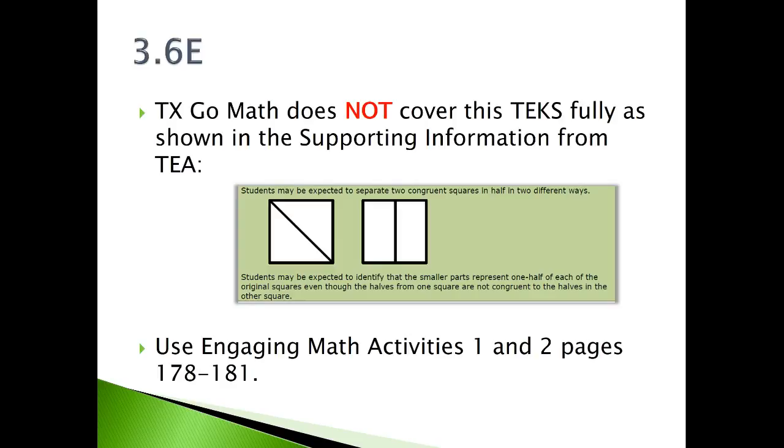In our supporting information, it also shows how this square can be cut in half either into 2 triangles or 2 rectangles. However, there are still 2 congruent halves. Notice this is not covered at all in Texas Go Math. So please use Engaging Math Activities 1 and 2 in pages 178 and 181.